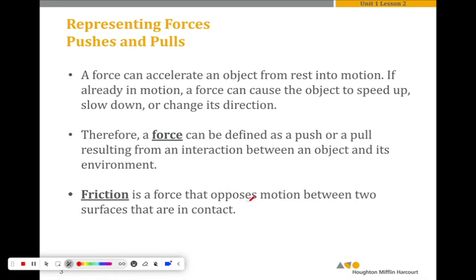Friction is a force that opposes motion between two surfaces that are in contact. So the box, if we want to push the box, I can push it a certain way, but friction against the surface it's resting on will stop it from moving after I stop pushing it.